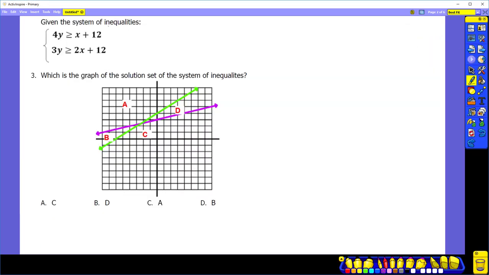Alright, next question. Question number 3. So I'm going to use paper and pencil to solve question number 3. If you look at the first inequality, if we divide both sides by 4, I will get y is greater than or equal to x over 4 plus 12 over 4, which will give me y greater than or equal to 1/4 x plus 3.